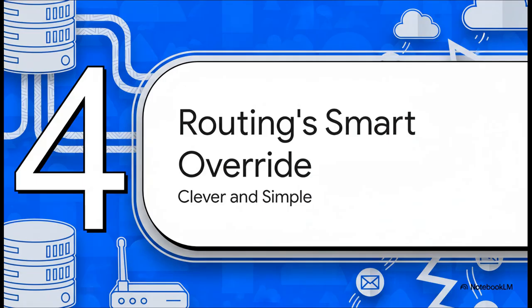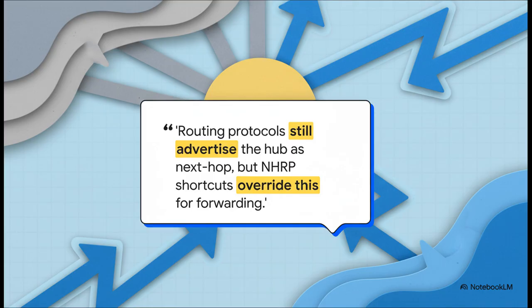So you might be thinking, wait a minute, does this mean we're constantly messing with our main routing tables? That sounds complicated. And the answer is, surprisingly, no. This is where the design is just so elegant. Phase 3 makes a really clever distinction between your stable underlying routing and the actual dynamic forwarding of your data. This really sums it up perfectly. Your main routing table, the one built by protocols like EIGRP or OSPF, it still says, for everything, go to the hub. That's your general roadmap.